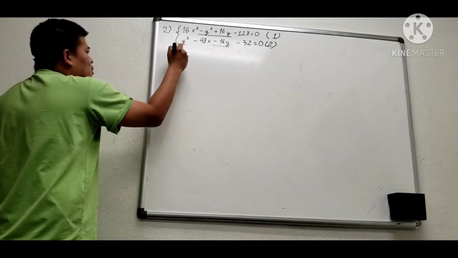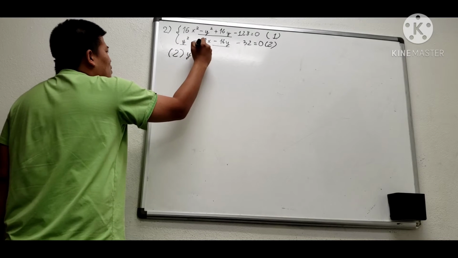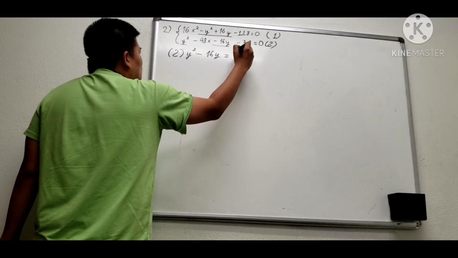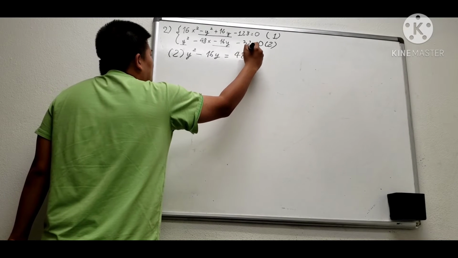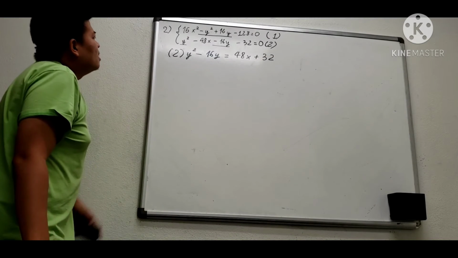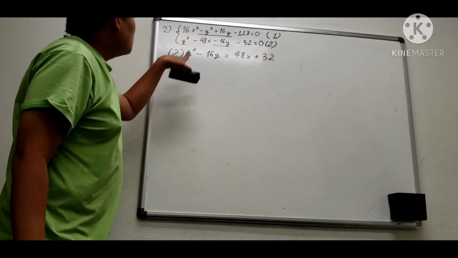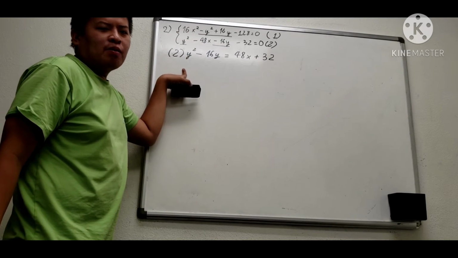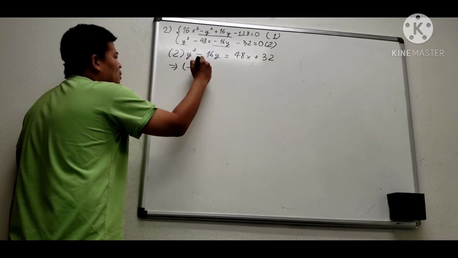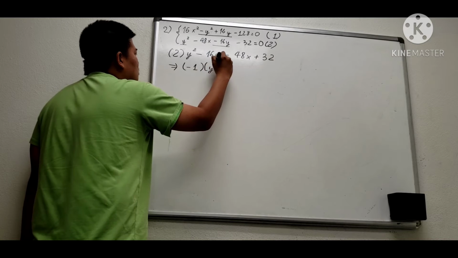In equation number 2, we put y power 2 minus 16y equals 48x plus 32. Here you can see that we just put the minus 1 here by multiplying with the minus 1 on both sides.